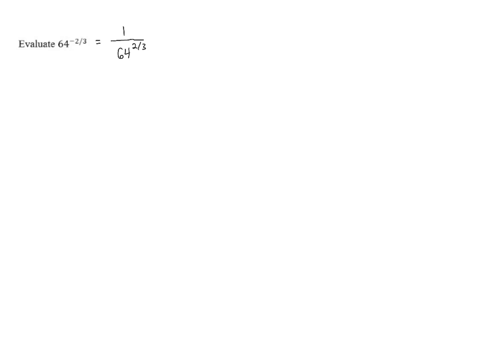And then we can take that fractional exponent, now that it's positive, and we can turn that expression into a radical expression. 64 to the 2/3 power is going to be 64 inside a radical. The index will be 3, because that's the denominator of the exponent, and then the numerator of the exponent stays outside as a power. So that is the cube root of 64, quantity squared.